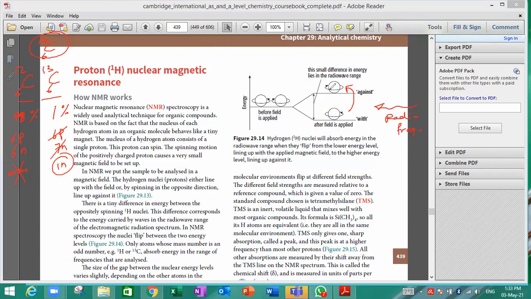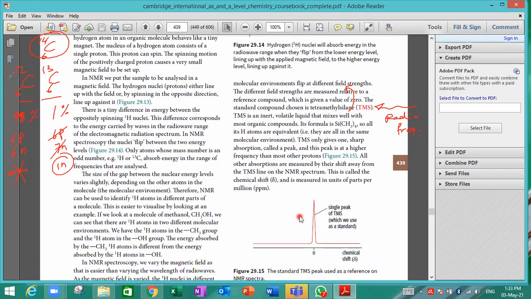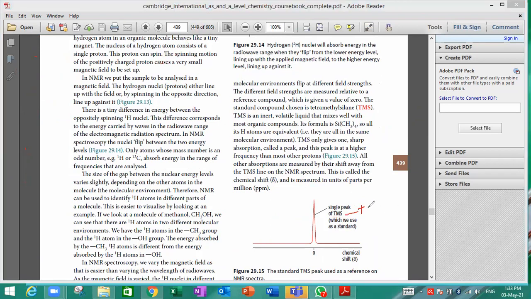Okay. Now, of course, everything must have a reference. What is our reference here? Our reference here is a substance called tetramethylsilane. TMS means tetramethylsilane.